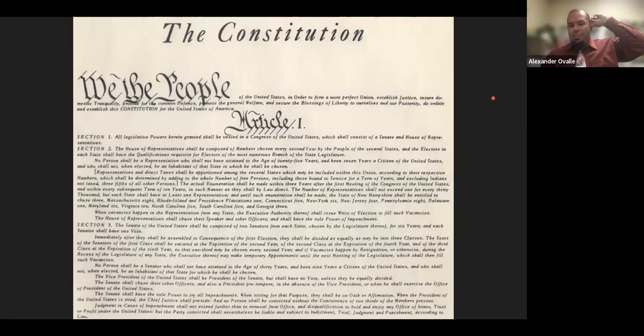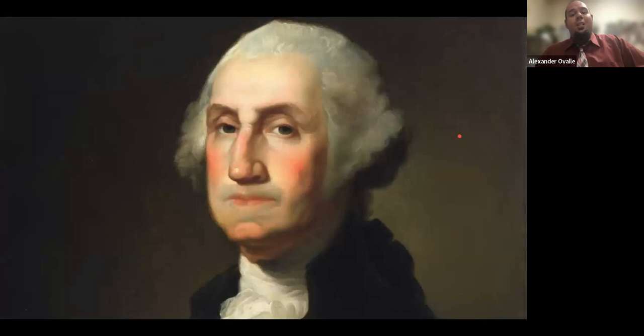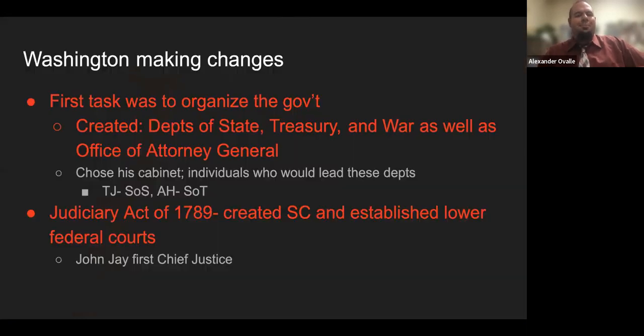Here's the Constitution, we the people. You guys know that, opening right. Here's the Constitutional Convention. George Washington. All right, so Washington making changes.